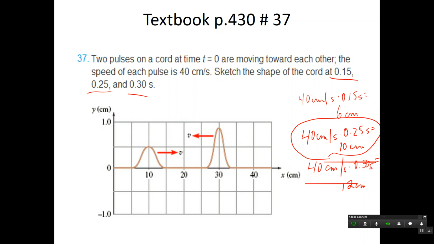We can do the last one too. Can I erase this? No. So again, now I know that my peak has moved 12 centimeters. So when it was a peak at 10, now it's going to be a peak at 22. So it's going to look like this. And this one was at 30, now it's going to be at this spot. It's actually going to look like the same thing but the other way around, because now they've passed each other, and the wave is going to look something like this.